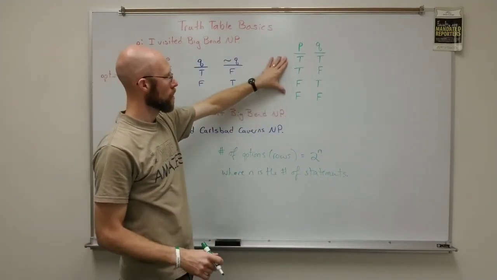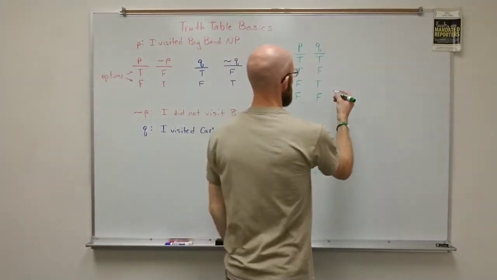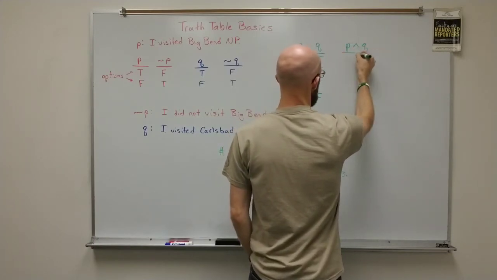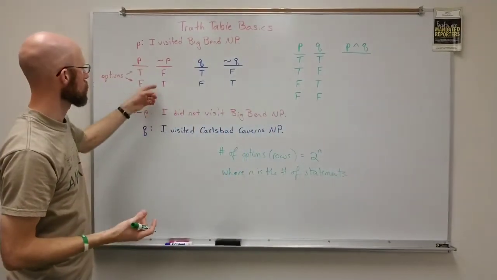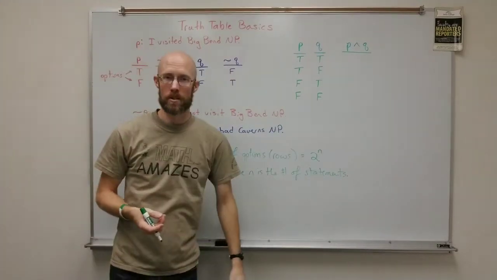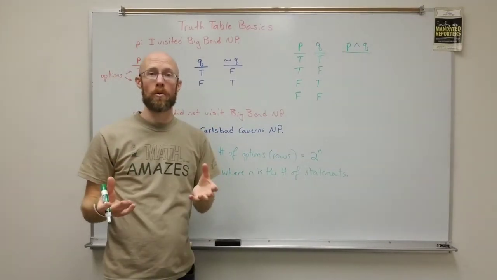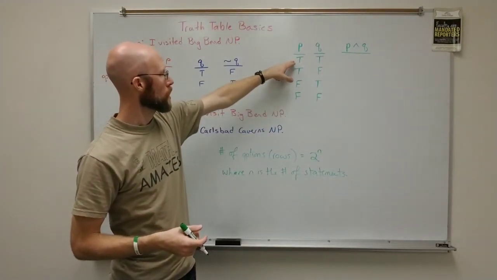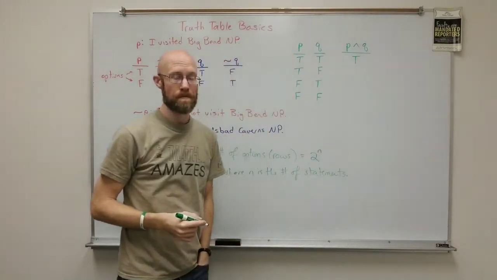Okay, now, let's say I wanted to combine these. And let's say that I wanted to combine them using a conjunction, a P and Q. Okay, P and Q, in this case, would be the statement, I visited Big Bend National Park and Carlsbad Caverns National Park. Okay, well, that statement can only be true if both of the simple statements are true, right? So if both P and Q are true, then the conjunction is true.